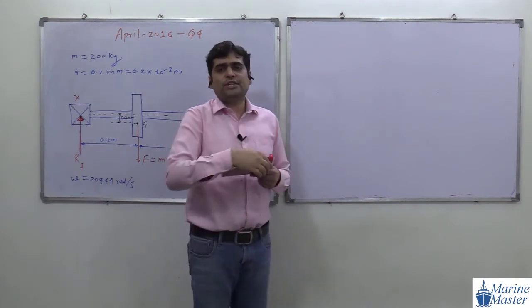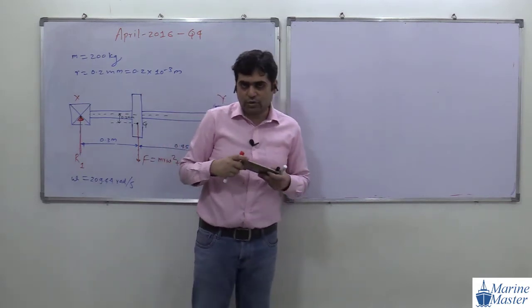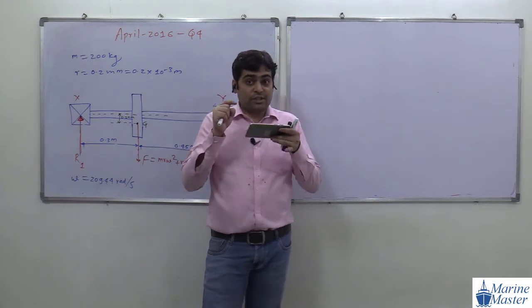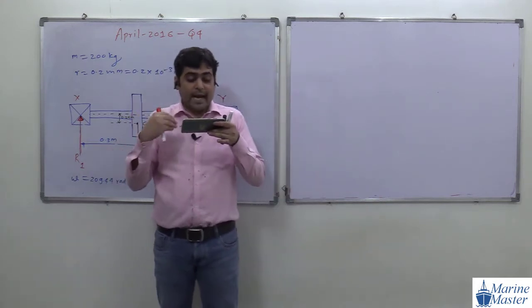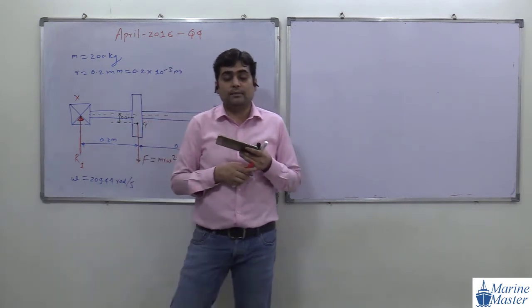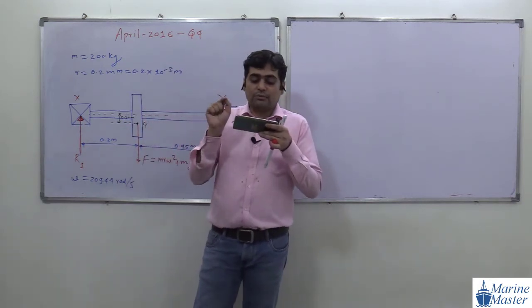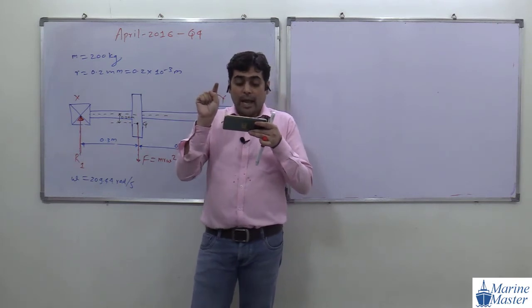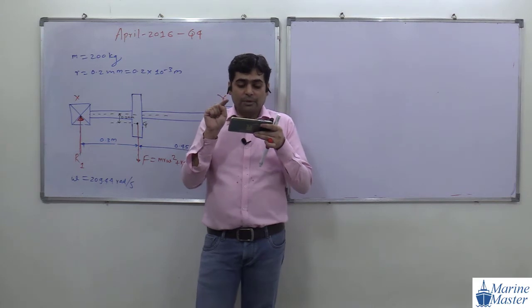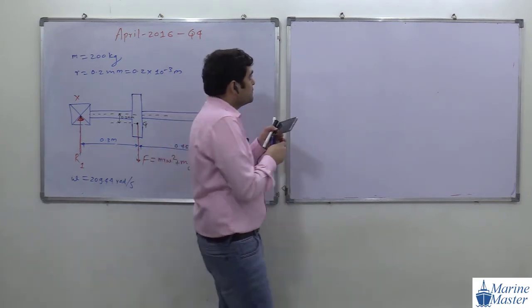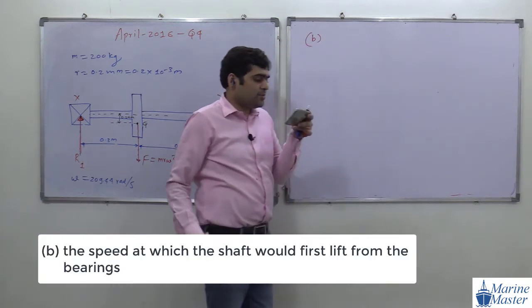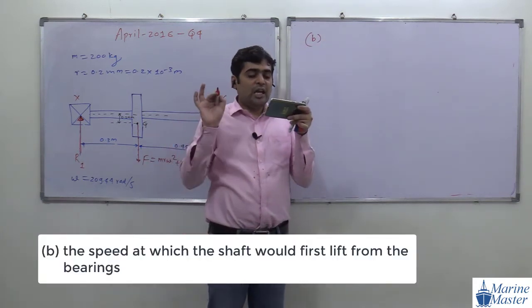Now guys, try to see the B part here. B part is again quite interesting. What are they asking us in the B part? The speed at which the shaft would first lift from the bearing. So in the B part, what is our target? The speed at which the shaft would first lift from the bearing.